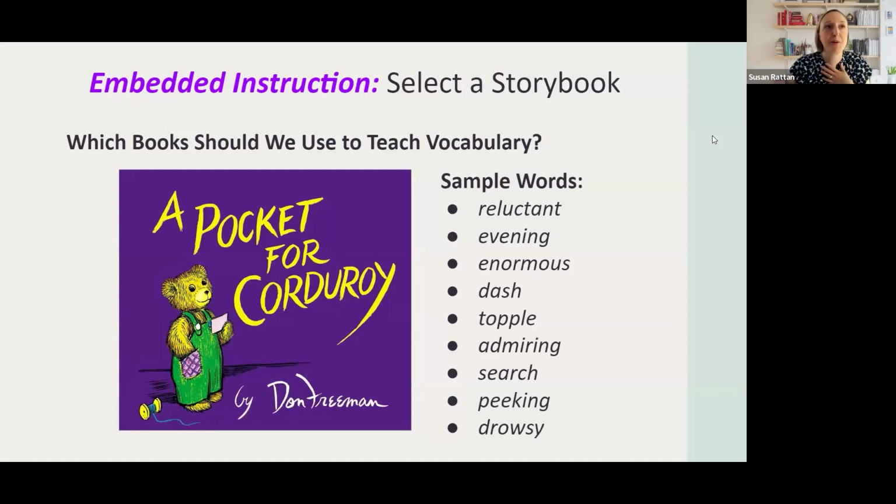Another thing that we want to say about storybook selection is to think about the students in your class, their cultural backgrounds, the diversity that they bring to the classroom, and find storybooks that represent your students. That can mean a lot for students, to be able to read about experiences they can relate to and see characters that look like them and remind them of themselves. So that's another thing to think about when choosing storybooks.